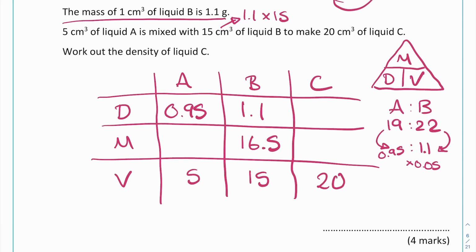That's also going to allow me to work out the mass. Mass we already know is density times volume. So for this box just here, to work out that mass, I can do 5 multiplied by 0.95. On the calculator, that comes out as 4.75. I can now work out the mass of C because I can add both of those masses together. So adding them together gives me 21.25, and that is the mass for C.